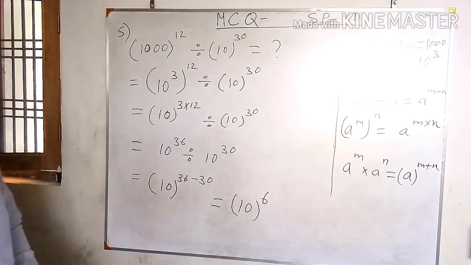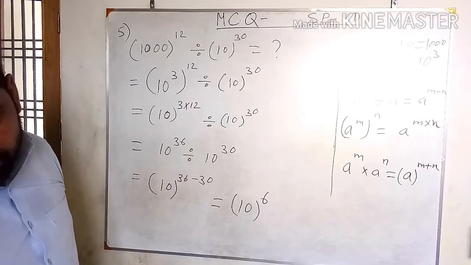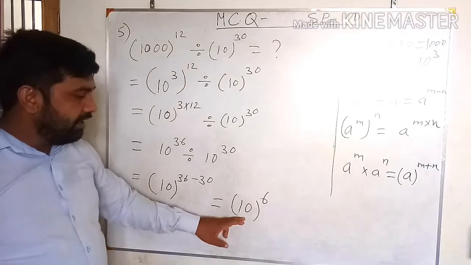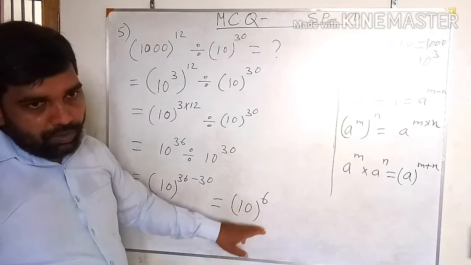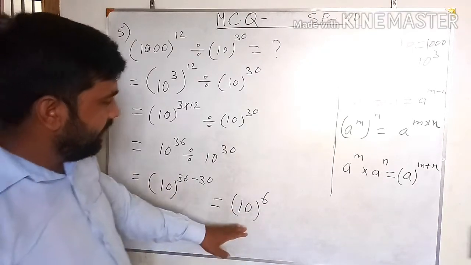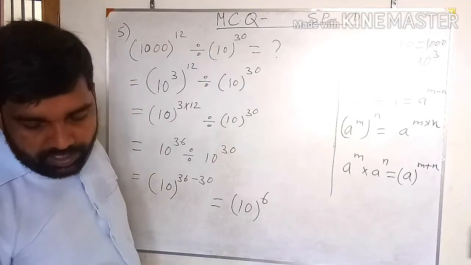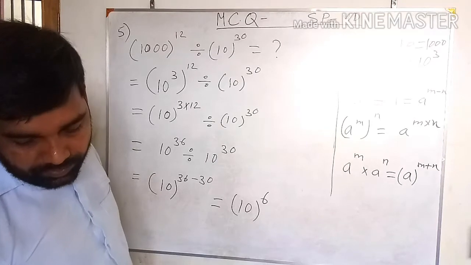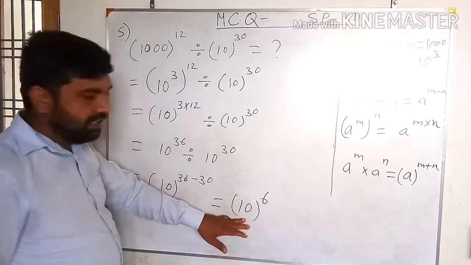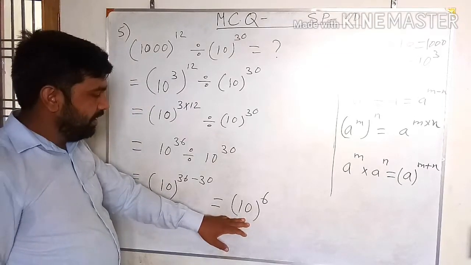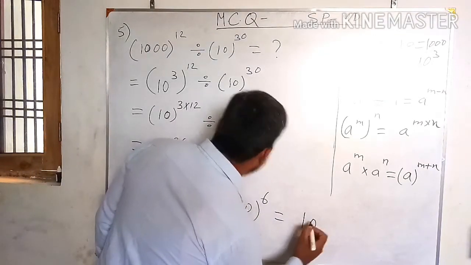But what answers are given in the options? 1000 square, 10, 100, and 100 square. The value of 10 to the power 6 is more than 1000. Here 100 square is 10,000 and 1000 square will be 10 lakh. So we convert the answer in terms of the base 1000.